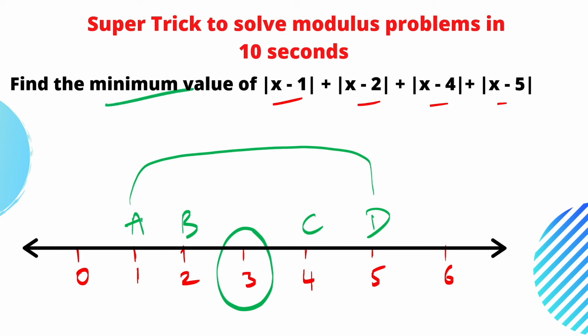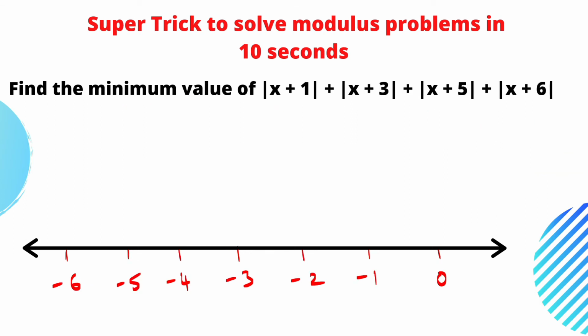So how much is A traveling? A from 1 to 3 travels 2 units. B from 2 to 3 travels 1 unit. C travels from 4 to 3, it is 1 unit. D travels from 5 to 3, it is 2 units. So total 6. So 6 is the minimum value.